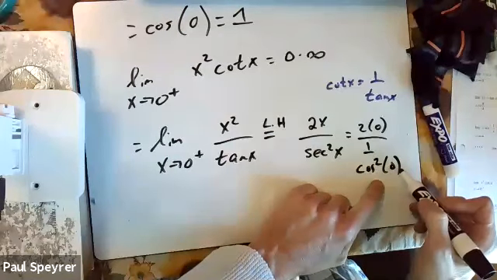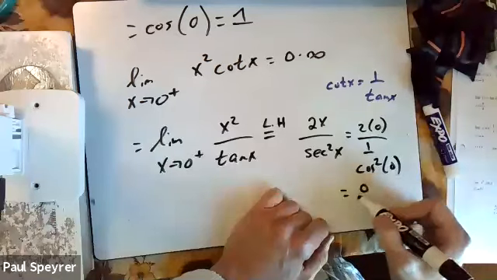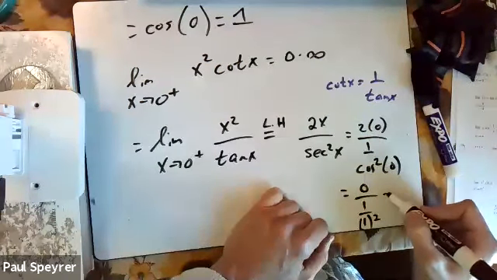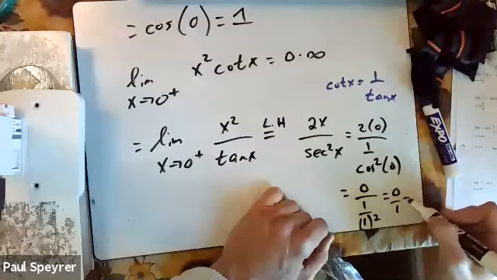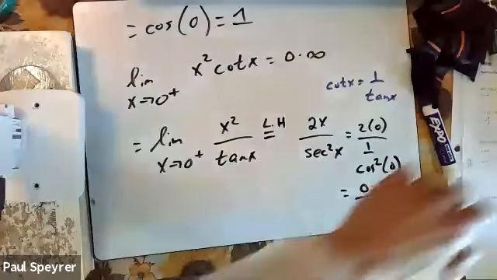Remember, what's cosine of 0? 1. 1 squared is 1. So this is 0 over 1 over 1 squared. But that's just 0 over 1, which is 0. So there's your limit right there.